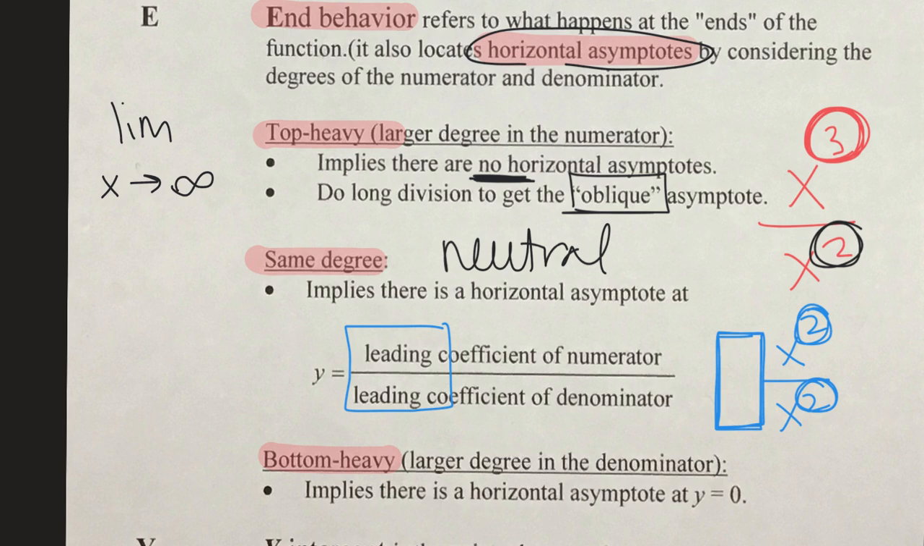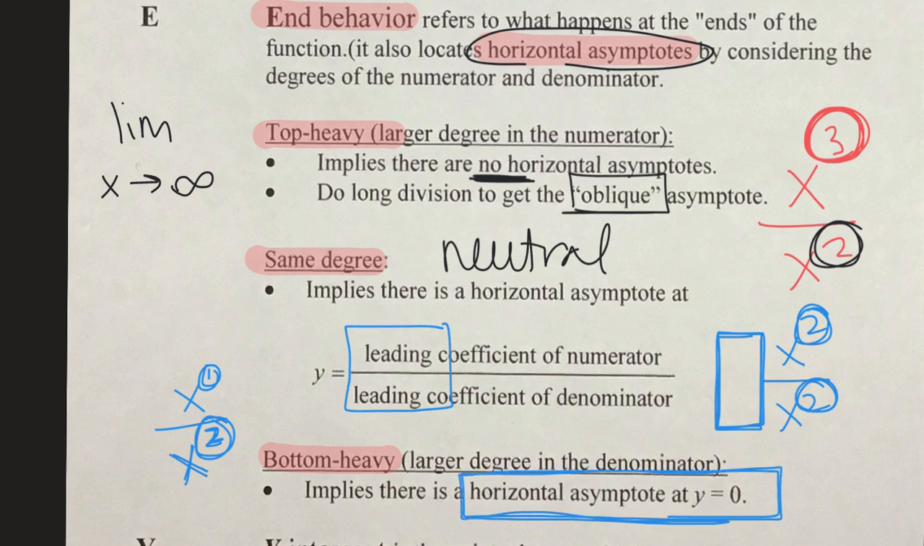And then if it's bottom heavy, that means we have a larger denominator. The power in the denominator is larger. Okay, so this one is a 2 in the denominator, and that one is a 1. So if the degree of the exponent in the denominator is larger, it's called bottom heavy, and we always have a horizontal asymptote at y equals 0.